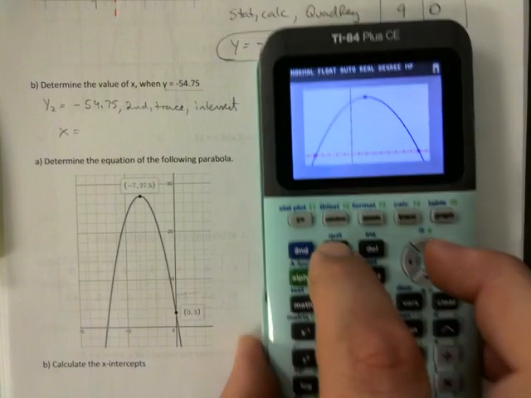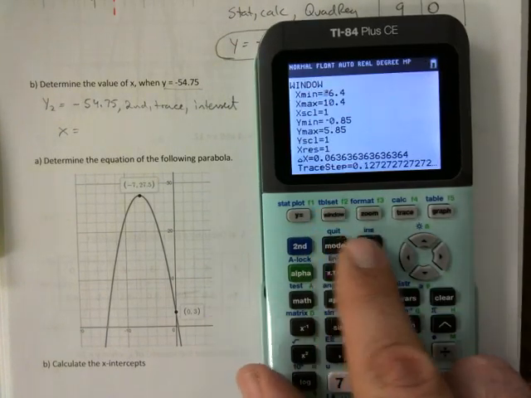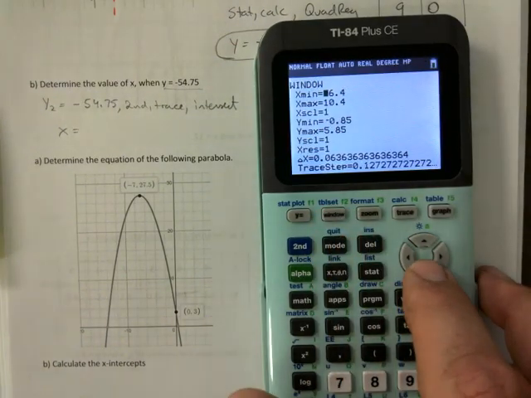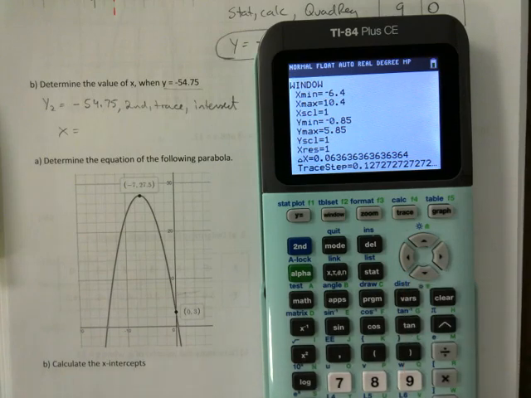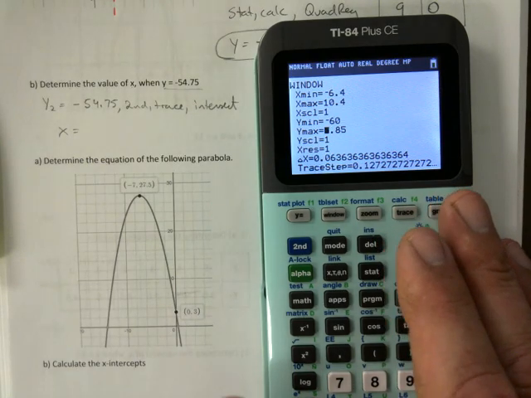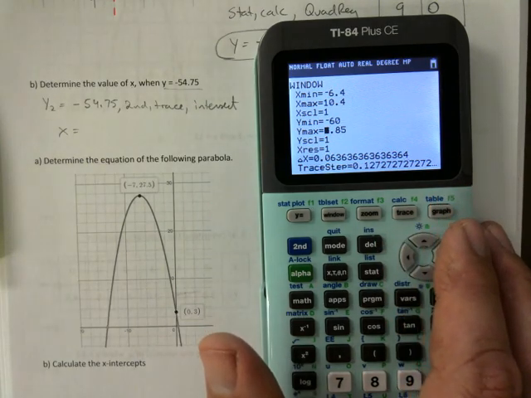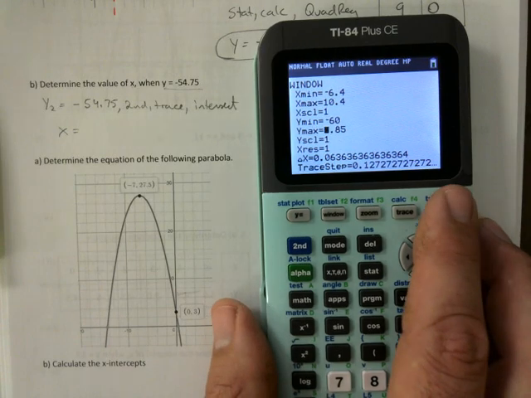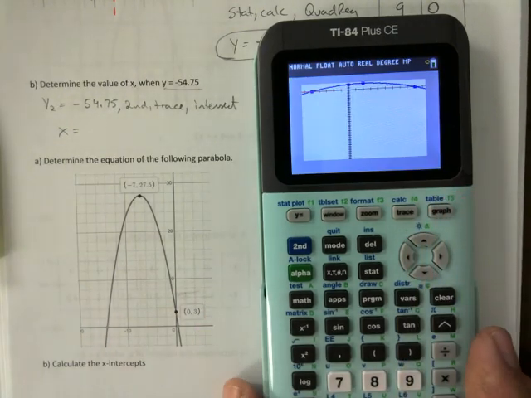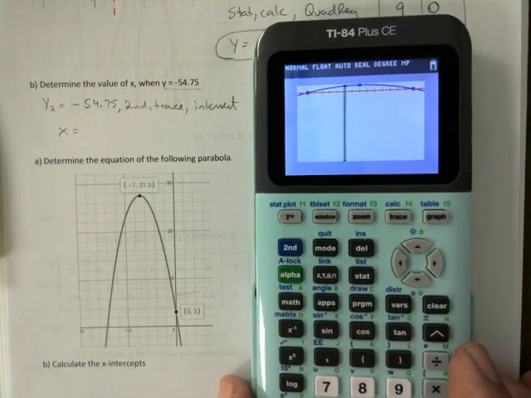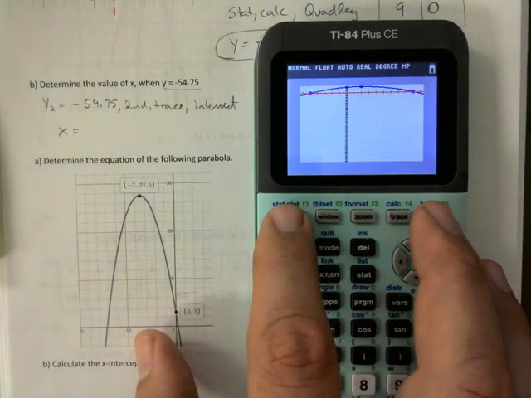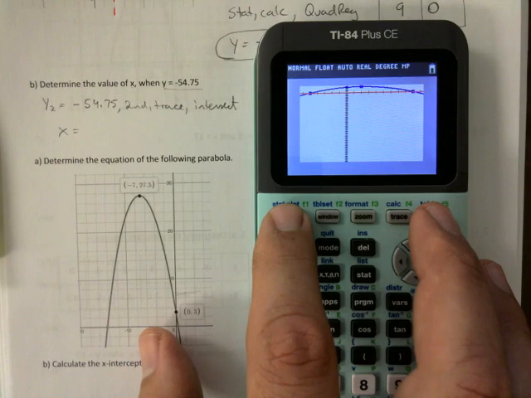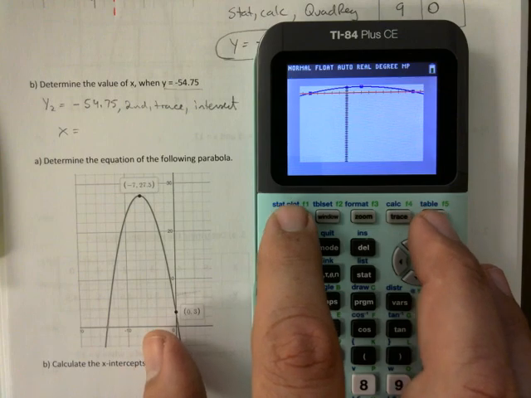Okay, window. We have a problem because we need y values of negative 54. So I'm going to go y min and enter negative 60 or something like that, right? Can I go negative 200? Sure. Can I go negative 1,000? Sure. It's just going to look different, right? Oh, that's still not good. What did I do there? Oh yeah, I see.